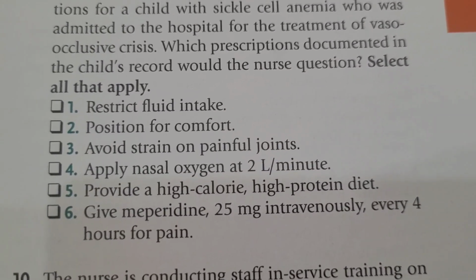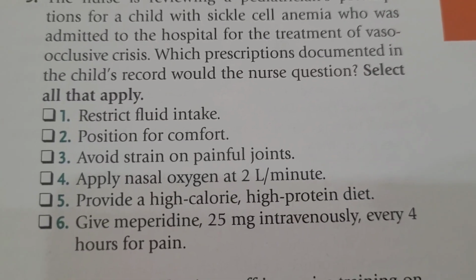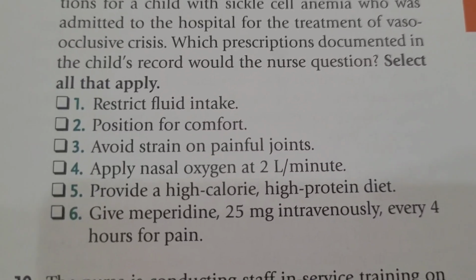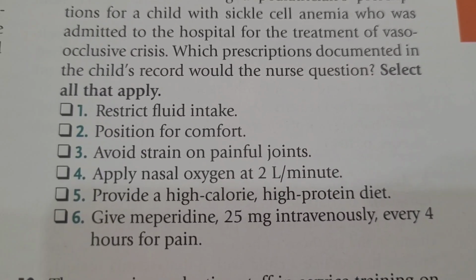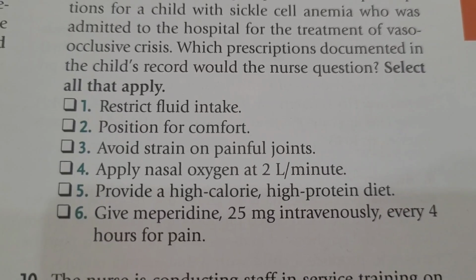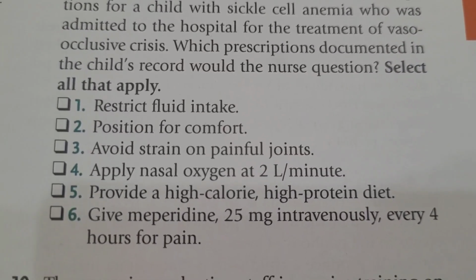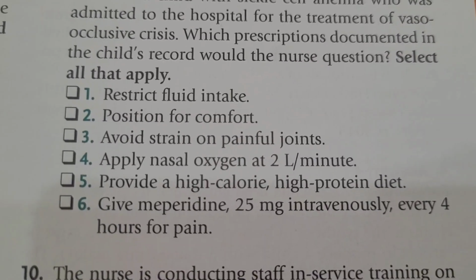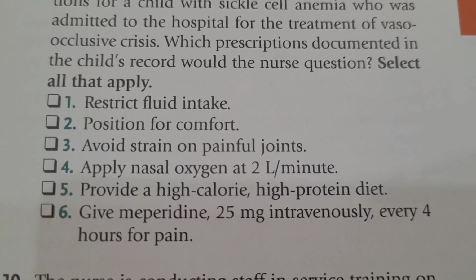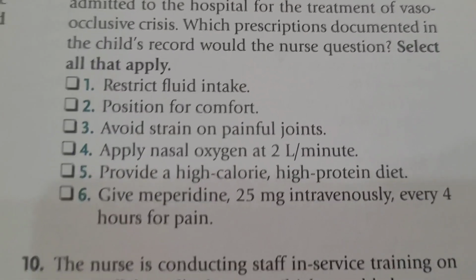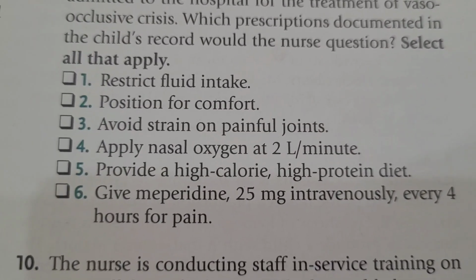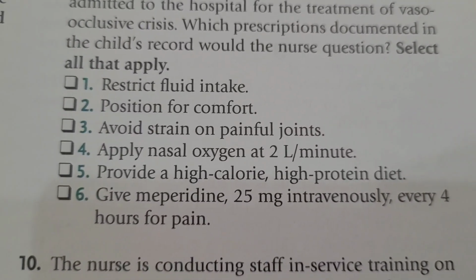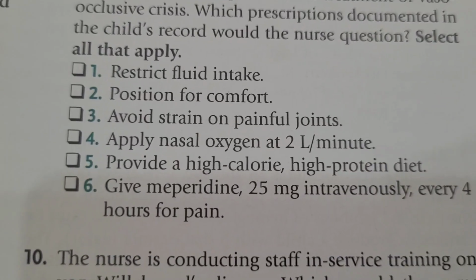Meperidine is not recommended for a child with sickle cell disease because of the risk for normeperidine induced seizures. What is this normeperidine? Actually, it is a metabolite of meperidine, a central nervous system stimulant that produces anxiety, tremors, and generalized seizures when it accumulates with repetitive dosing. If we give it every 4 hours for pain to this patient, what will happen? It will accumulate with repetitive dosing. Generalized seizures will come, tremors will come, anxiety will come.